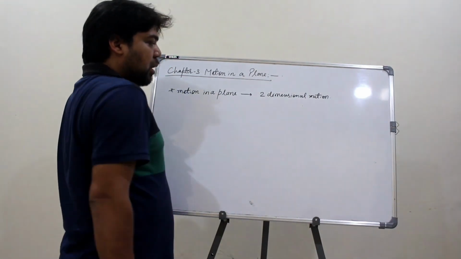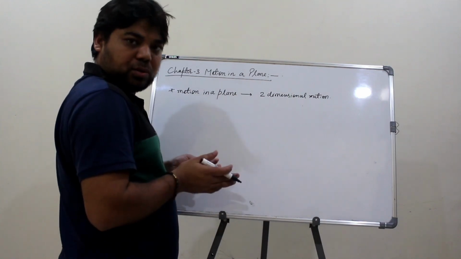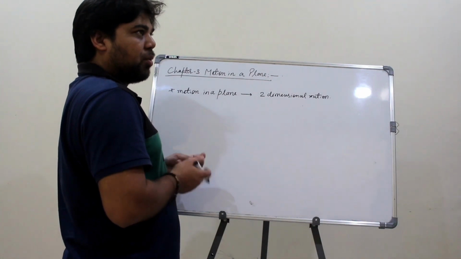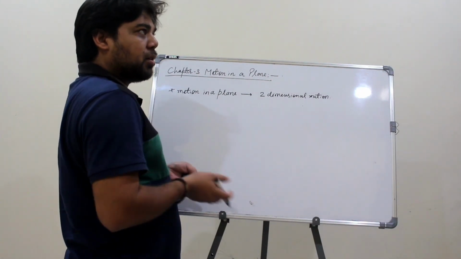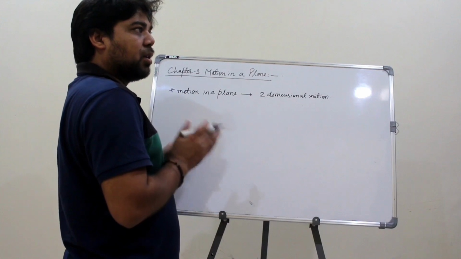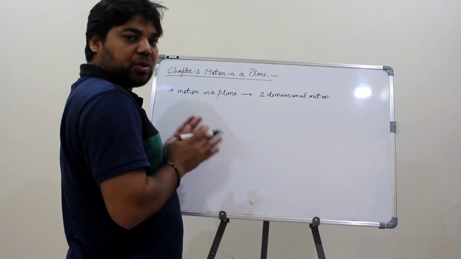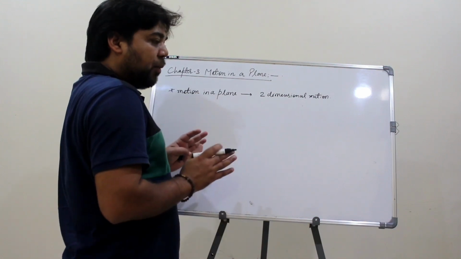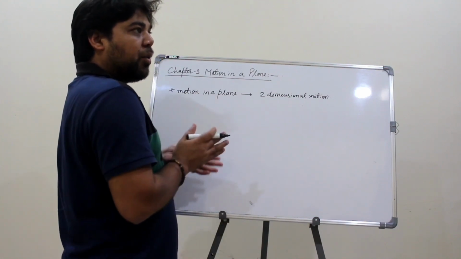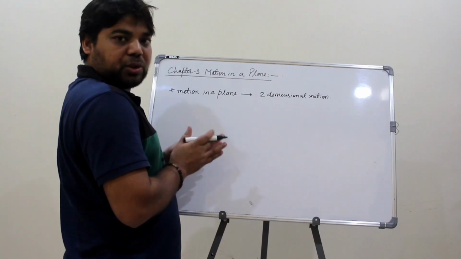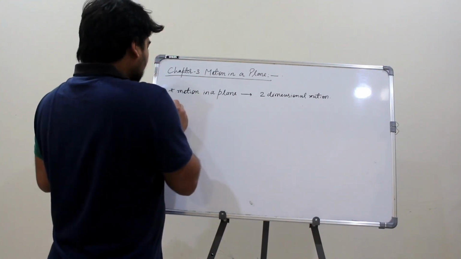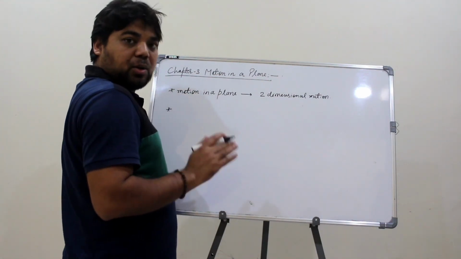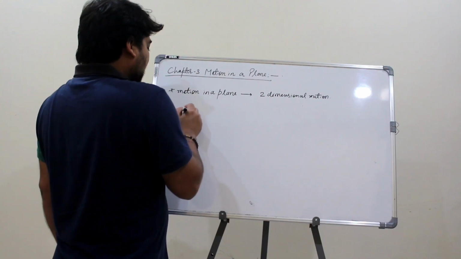So let us now study motion in 2 dimensions, where we will try to calculate the displacement, position vectors, displacement vector, and then velocity and acceleration vectors. We will first start with how we can measure the position. The important thing is that to measure the position of an object in 2 dimensions, you need a quantity called a vector.